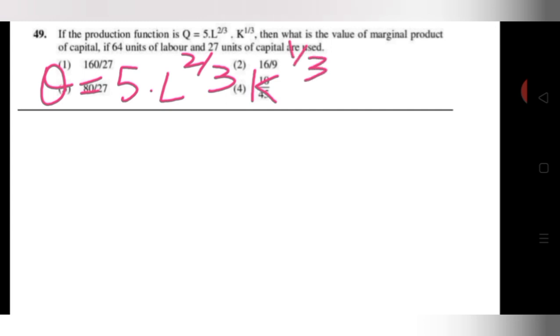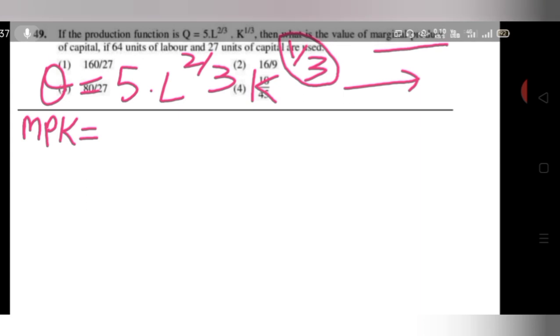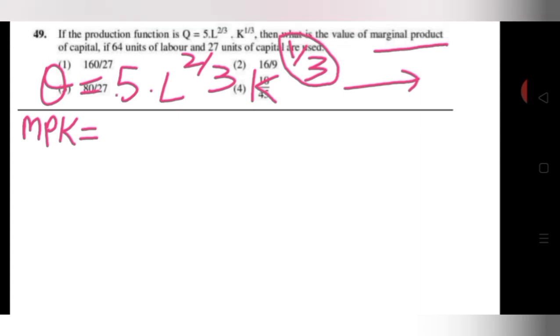So we have to find the marginal product of capital, that is MPK. MPK is simply, we will differentiate this very function with respect to capital. So this is equal to 1 by 3 of k, which will become the coefficient. So this will become 1 by 3 into 5, so this will become 5 into 1 by 3.